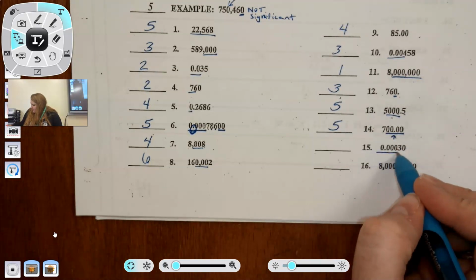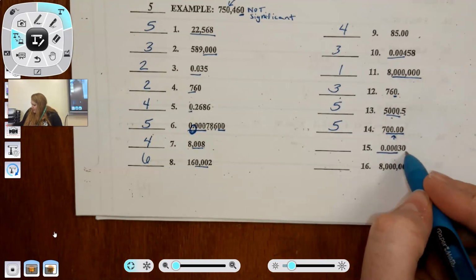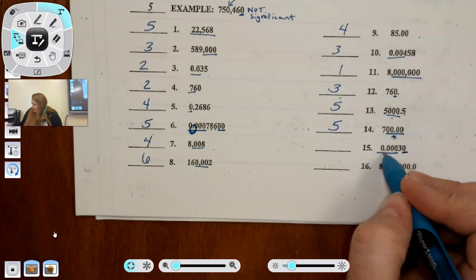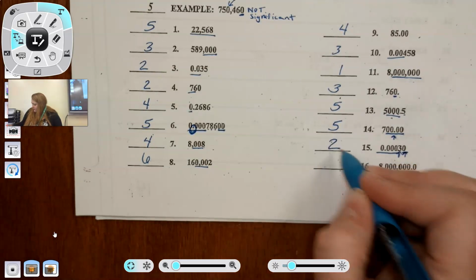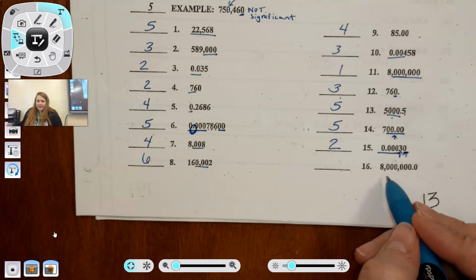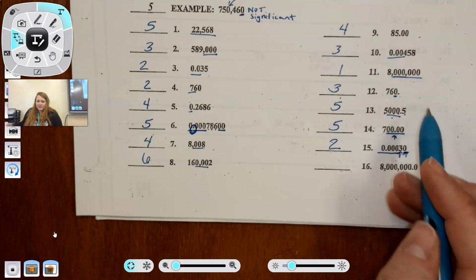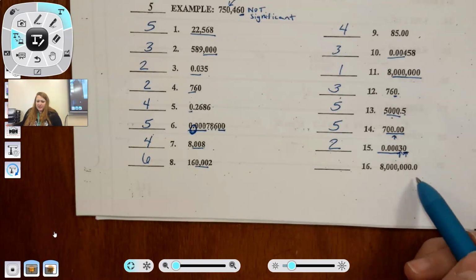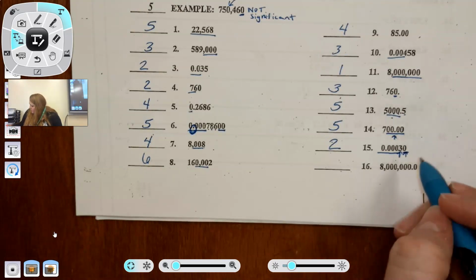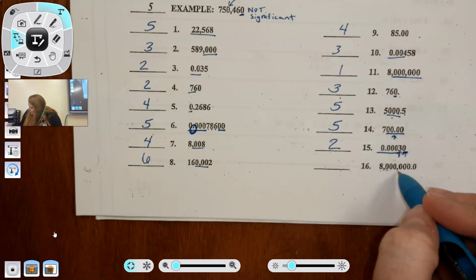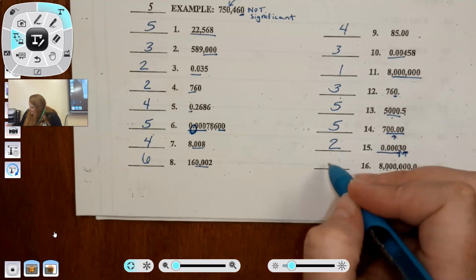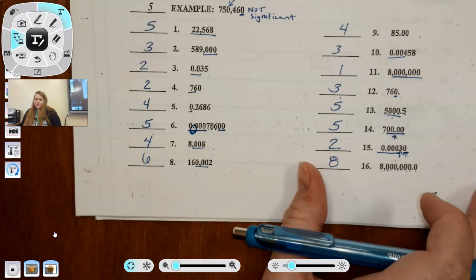These are leading zeros. They're not important, but that trailing 0 is important because there is a decimal. So there's 1, 2 sig figs. And then this number is different from number 11 because there is a decimal. So all of the zeros are important. So there's 1, 2, 3, 4, 5, 6, 7. There are 8 significant figures in number 13.